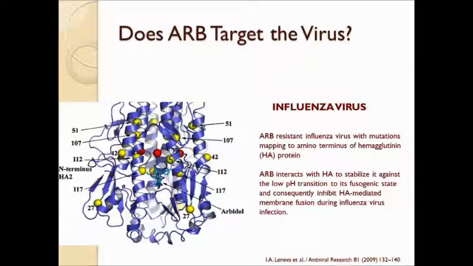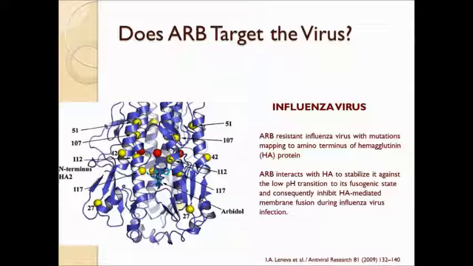Working with a group in the UK, they were able to select, in cell culture, influenza viruses that were resistant to Arbidol. They mapped the position of the mutations to the hemagglutinin protein, which is interesting because there are really no hemagglutinin inhibitors. All the known inhibitors of influenza virus target neuraminidase, like Tamiflu, for example.